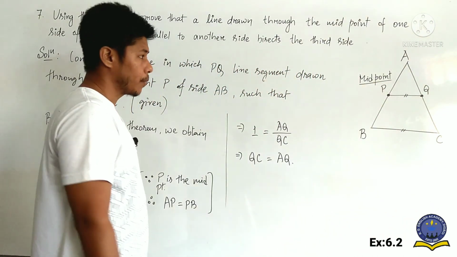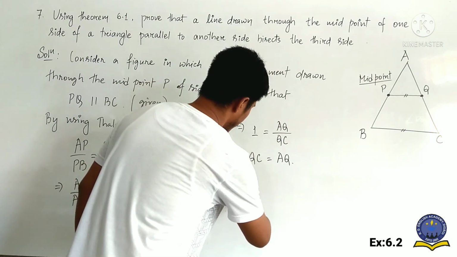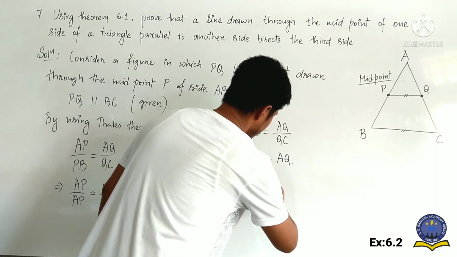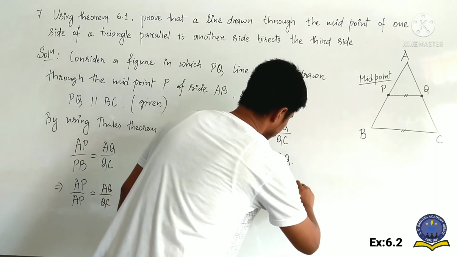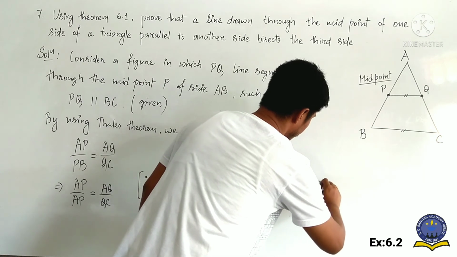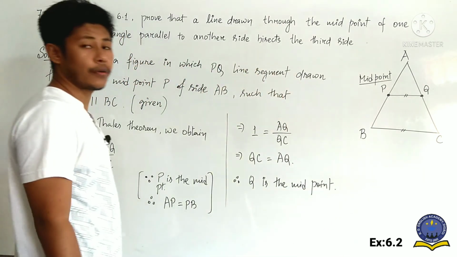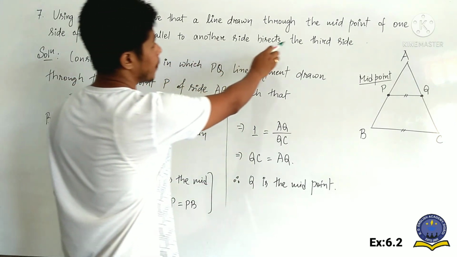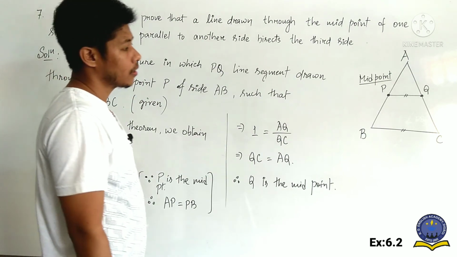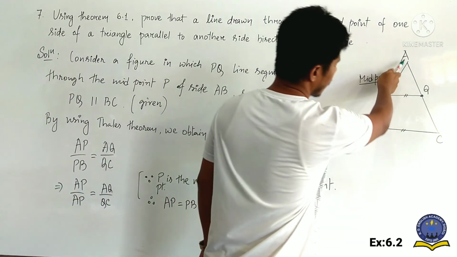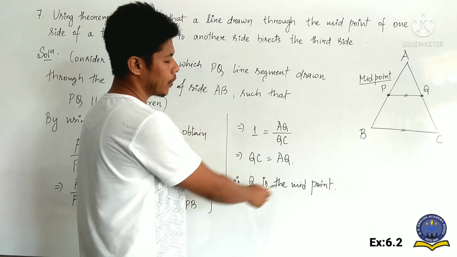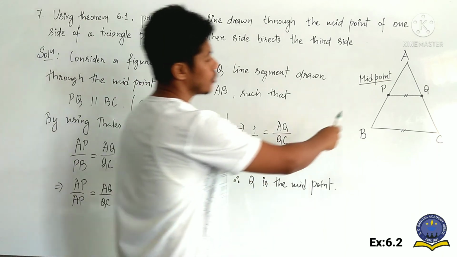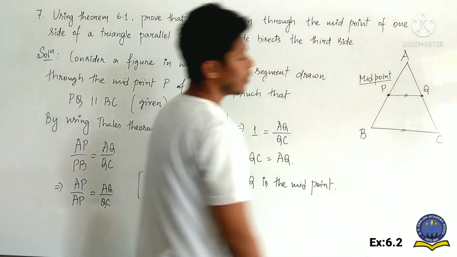Q is the midpoint. So therefore, from here we can write hence Q is the midpoint. Is it clear? Therefore, Q is the midpoint. Is not it? And what we need to prove here? So here another side bisects the third side. Is not it? So that means bisect the third side means which one? AC. So here already we prove Q is the midpoint. So if Q is the midpoint, from here what we can say? Hence this PQ line segment bisect the third side.